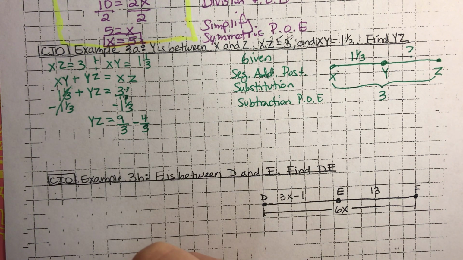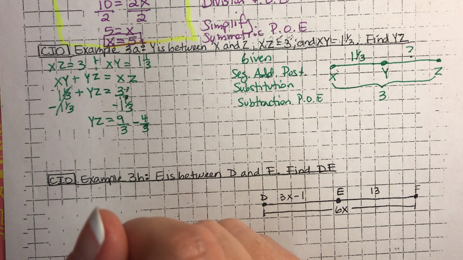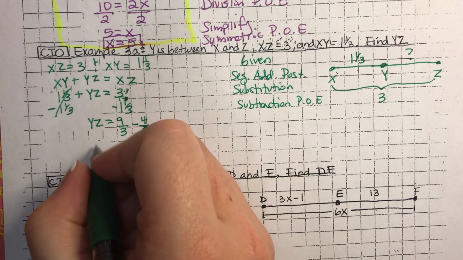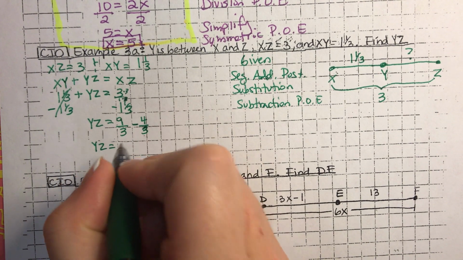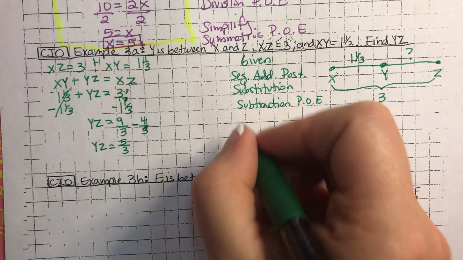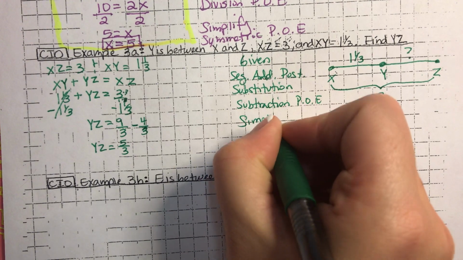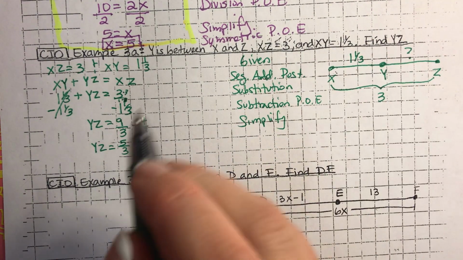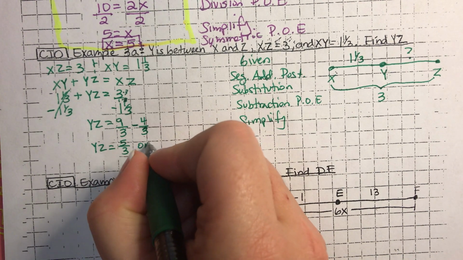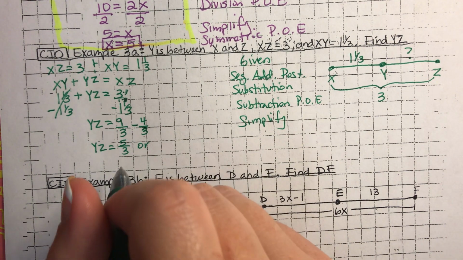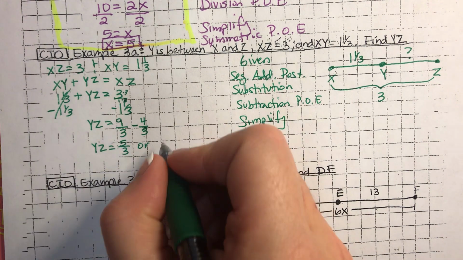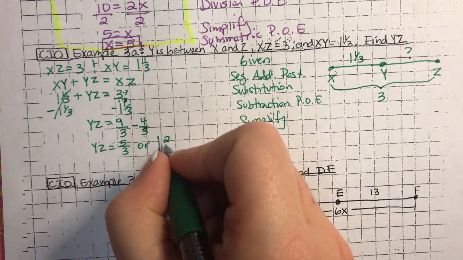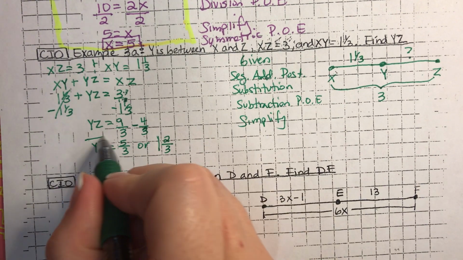Okay. And then we are just going to simplify this. And we end up with yz equaling 5 thirds. So that is simplifying. And yeah, that's our answer. Or we can change this into a mixed number, where 3 goes into 5 1 time. 1 times 3 is 3. There'd be 2 thirds left over. So there you have it.